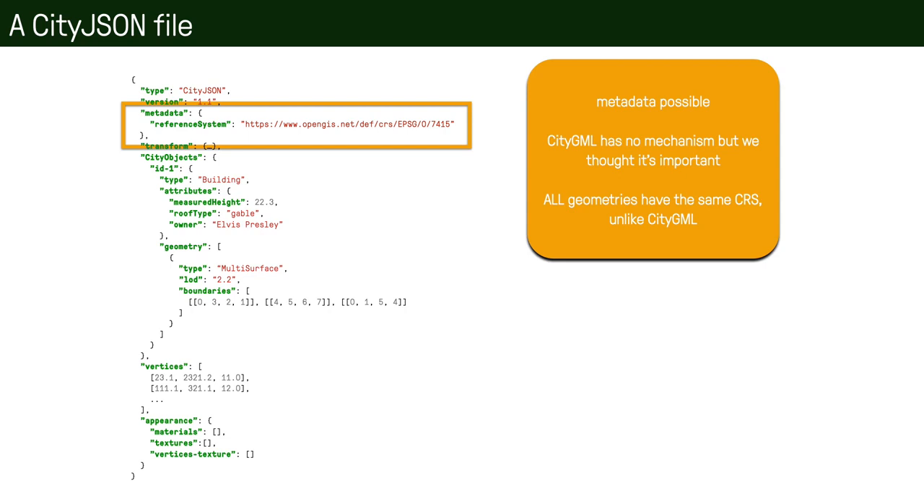Notice here that CityGML has no mechanism in version 2 to have any metadata, but since we thought it was very important, we've added a metadata attribute, a metadata property to CityJSON, so that the metadata of files can be documented in a structured way.